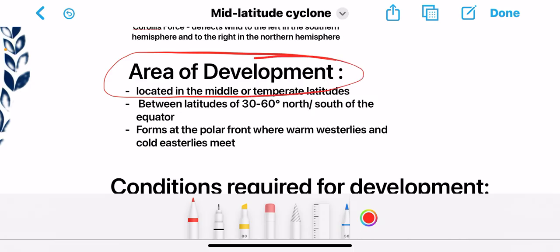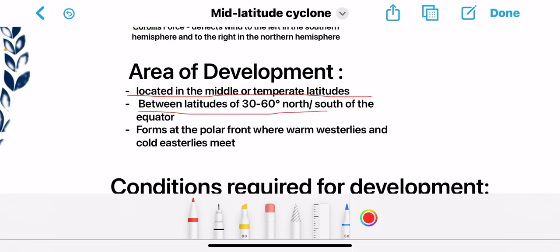Now we're going to focus on the area of development. The area of development is located in the middle or temperate latitudes, between 30 to 60 degrees north and south of the equator, which is the subtropical high pressure and the subtropical low pressure.